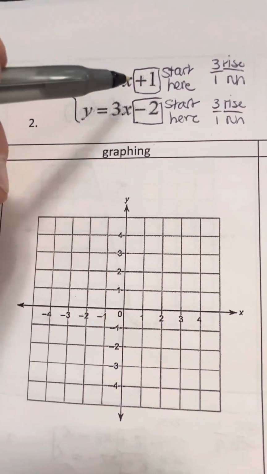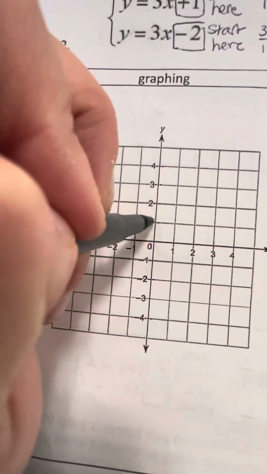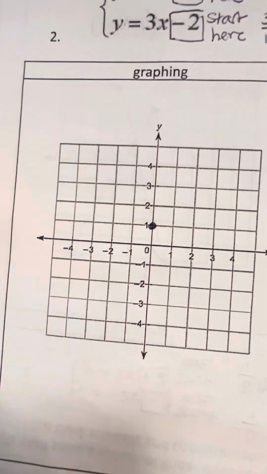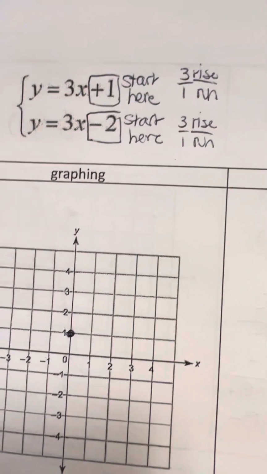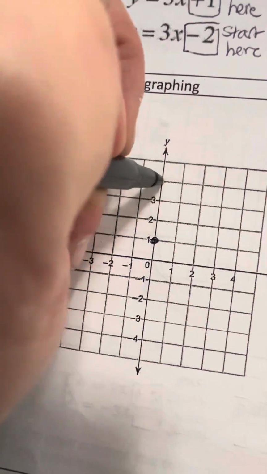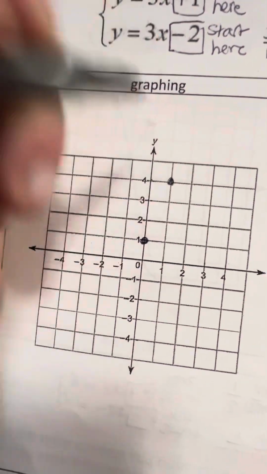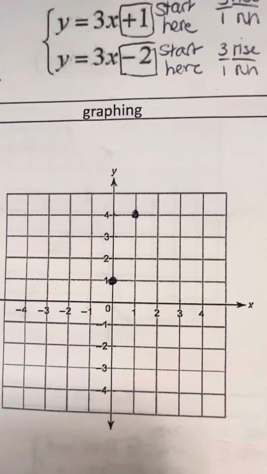So we'll start with the first one. We started at +1. So we're gonna go up here to the y-intercept at +1, and then we're gonna use that rise over run. We're gonna go up 3 spots, 1, 2, 3, over 1 to the right. If I go any more, I'll be off this graph.